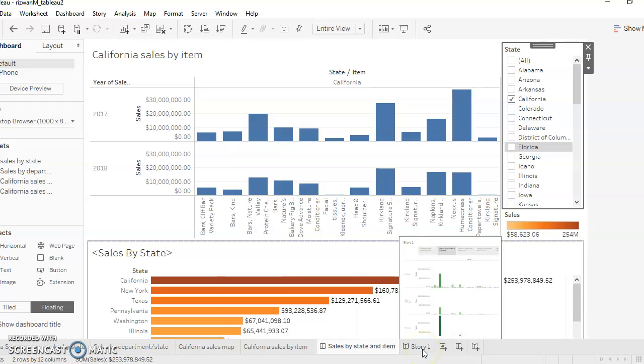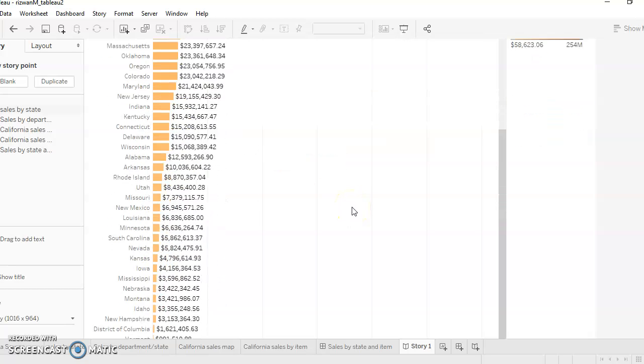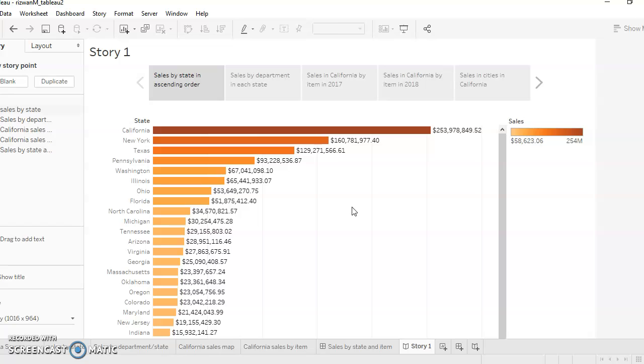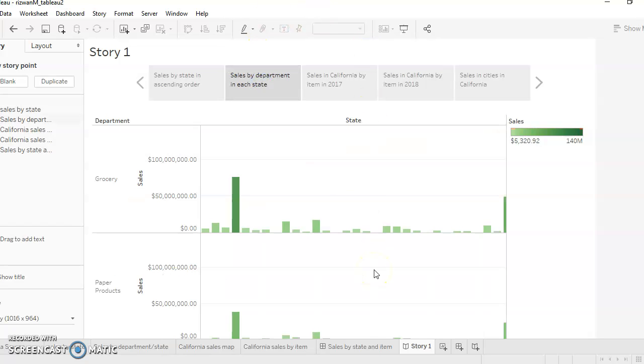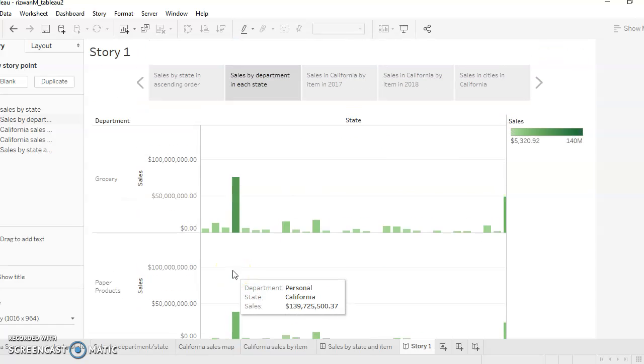For my story, I decided to start by looking at the sales all around the United States in different states, and we have this worksheet here once again. Then we go into the sales by department, and we can see that California once again has very high sales. So I wanted to look into what doesn't sell in California.